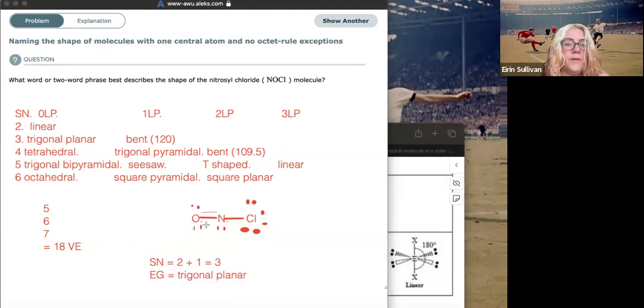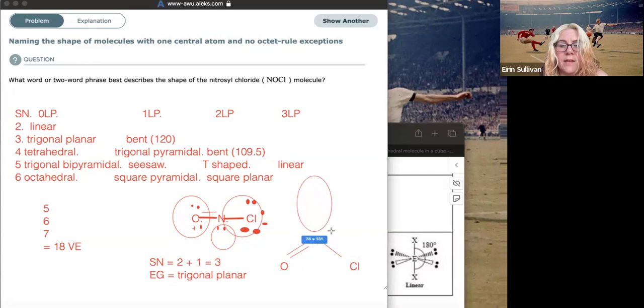So if you're not sure where that's coming from, I've got 1, 2, 3 groups of electrons around that central nitrogen. Okay, so one of those things is a lone pair. If I was going to redraw this structure, I would draw it with my bonds at a 120-degree angle like this. I'm just going to leave the lone pairs off for a second. So my oxygen would be here, my nitrogen would be here, and my chlorine would be here, because the lone pair of electrons on the nitrogen is taking up space in this area here.